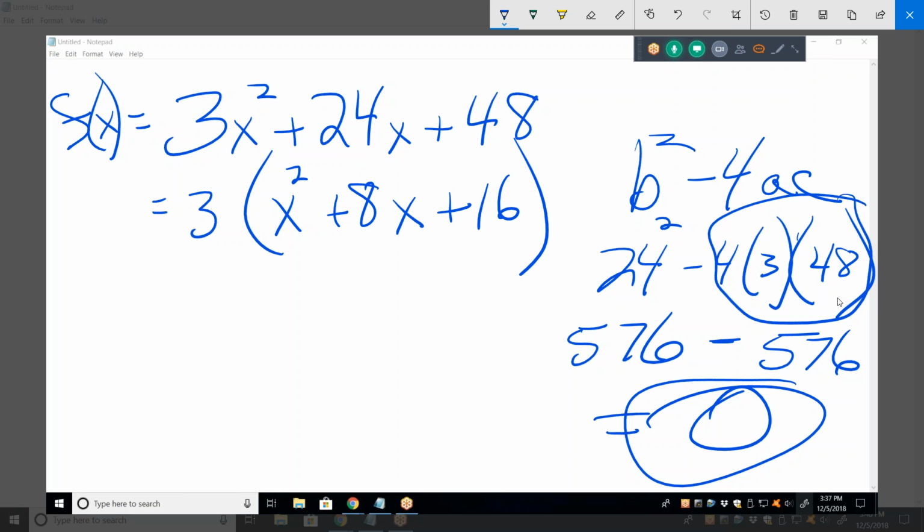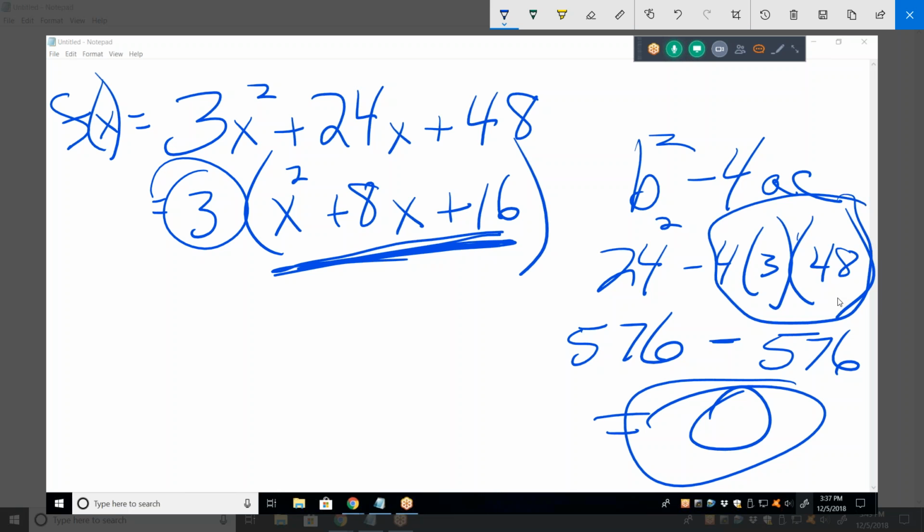Right? Multiply that back together again, you get what you started with. Correct? Yep. Now I can work with this only. That 3 is merely a vertical stretch factor, so it doesn't affect the number of zeros you have. It affects the shape of the parabola, but the zeros of the parabola are going to be exactly the same.